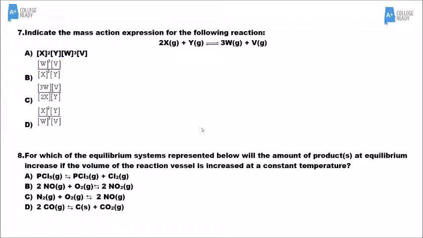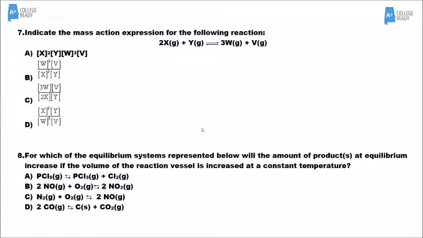Number 8 is a gas equilibrium question. If the volume is increased, then the pressure has to go down. So what will the effect of lowering the pressure do on each one of the answer choices? An increase in pressure causes a shift in favor of the side with fewer gas molecules. So a decrease in pressure will cause a shift to the side with more gas molecules. In letter A, you go from 1 gas molecule on the left to 2 gas molecules on the right.